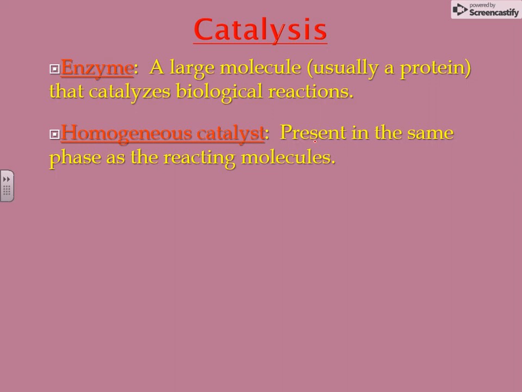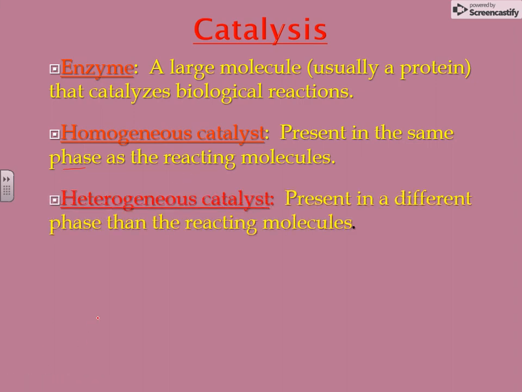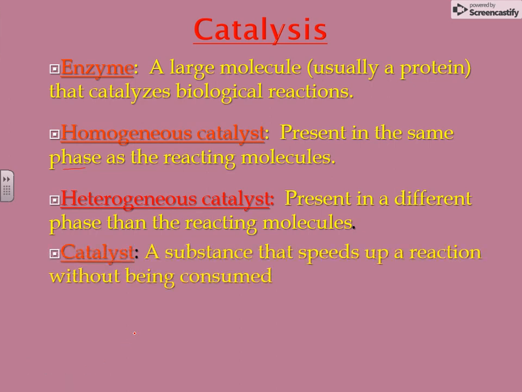Now, homogeneous catalysts are catalysts that are present in the same phase as the reacting molecules. So, like if your reacting molecules were all aqueous, and you added an aqueous catalyst, that would be a homogeneous catalyst. Or if they were all gases, that would be homogeneous. A heterogeneous catalyst is present in a different phase than the reacting molecules. So, for example, if your reacting molecules were gases, but then you added a solid substance or an aqueous substance as your catalyst, that would be considered a heterogeneous catalyst.